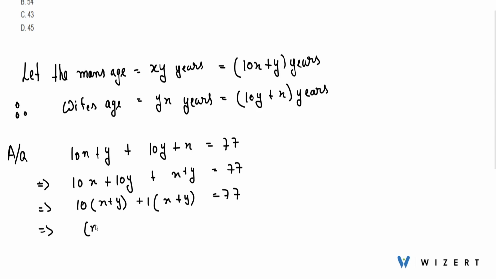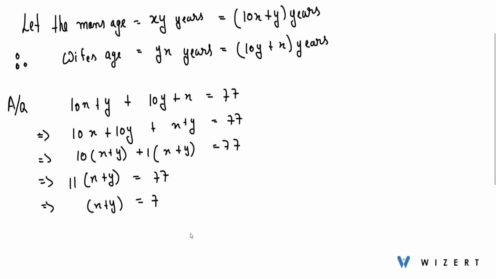So x plus y will be equal to 10 plus 1, sorry, x plus y multiplied by 10 plus 1, which is 11, will be equal to 77. Or we can say x plus y will be equal to 77 upon 11, which is equal to 7. Therefore the sum of the digits will equal 7, right?